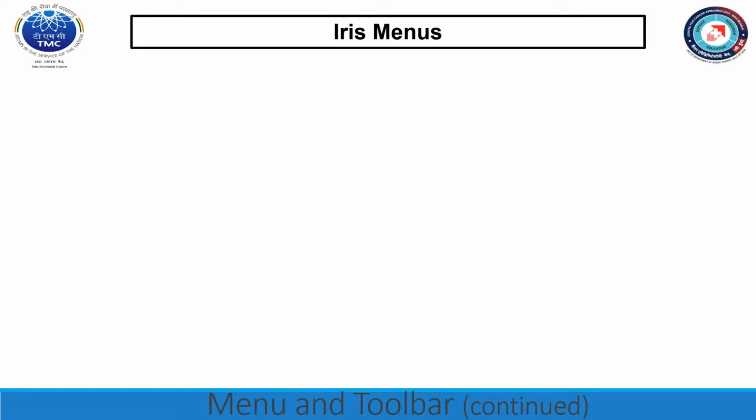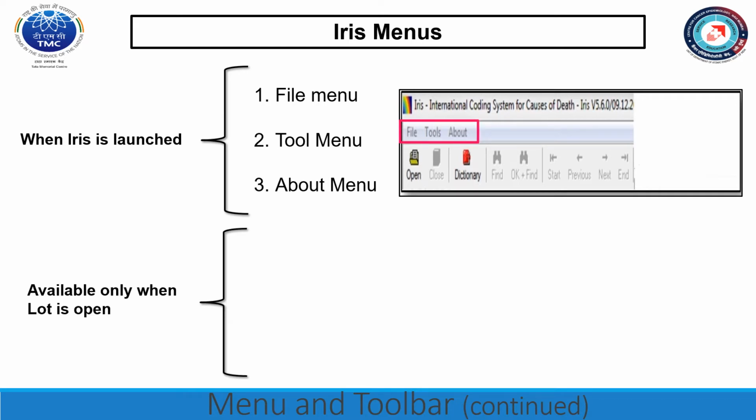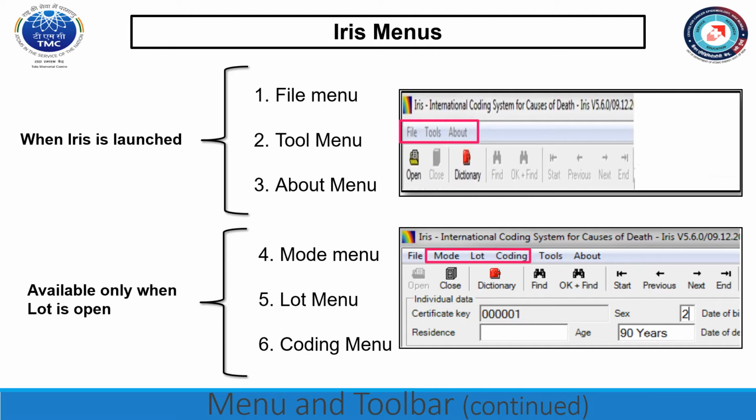Iris menus. Here, learn about the types of Iris menus. When Iris is launched, Iris displays by default File menu, Tool menu and About menu. When you open an Iris lot, Mode menu, Lot menu, Coding menu are available.